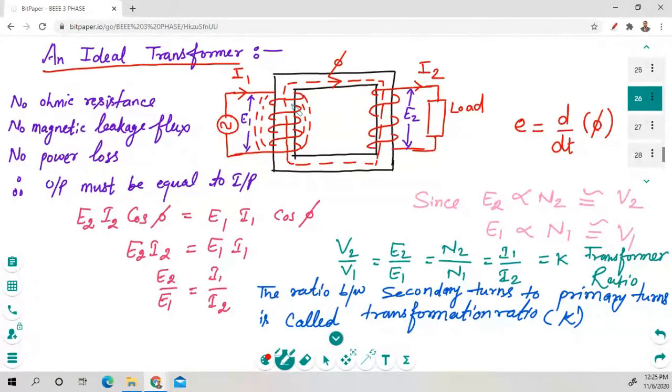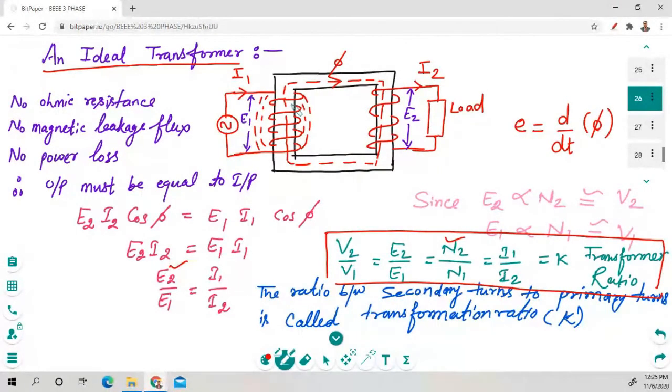Okay, so now we have to calculate a transformer ratio. How do we calculate this transformer ratio? It can be calculated by using the number of turns. As you know, E2 is directly proportional to N2. So this E2 will depend upon the number of turns.